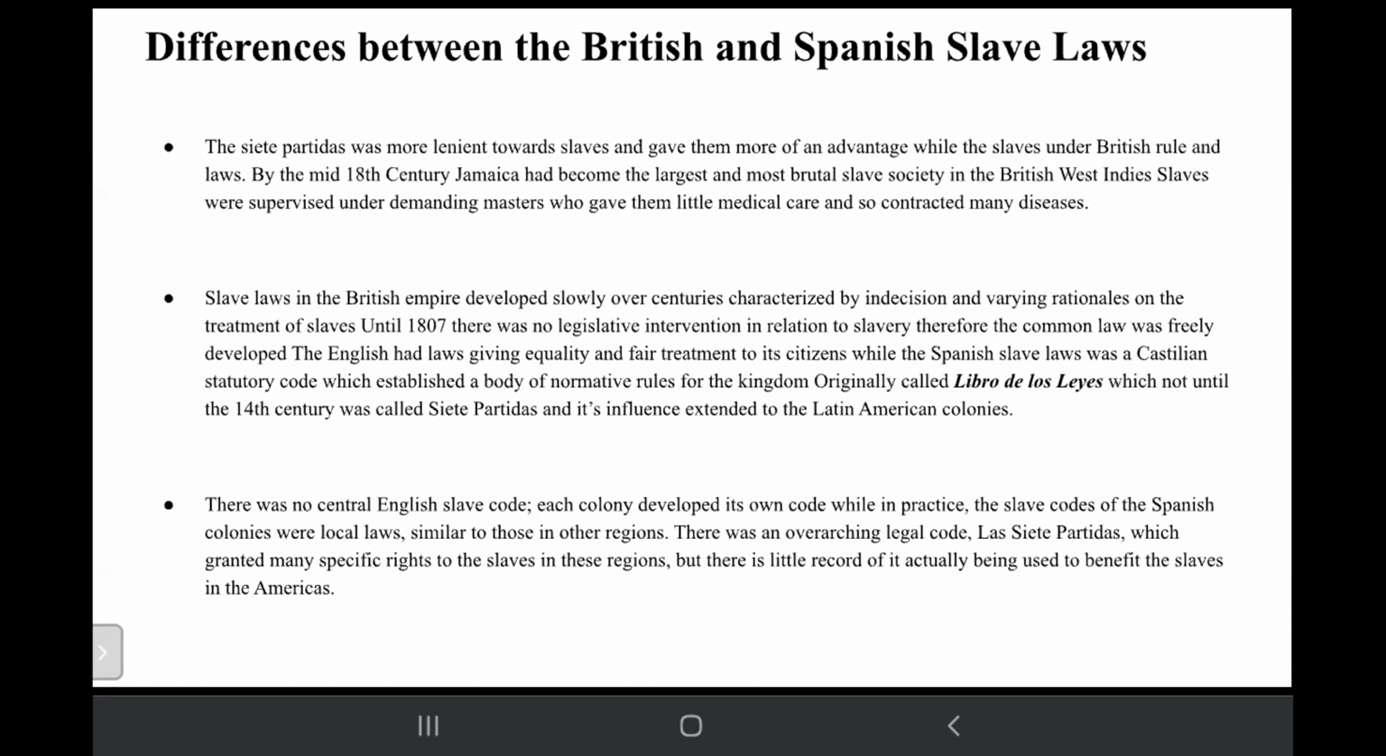There was no central English slave code. Each colony developed its own code in practice. The slave codes of the Spanish colonies were local laws, similar to those in other regions. There was an overarching legal code, Las Siete Partidas, which granted many specific rights to the slaves in these regions. But there is little record of it actually being used to benefit the slaves in the Americas.